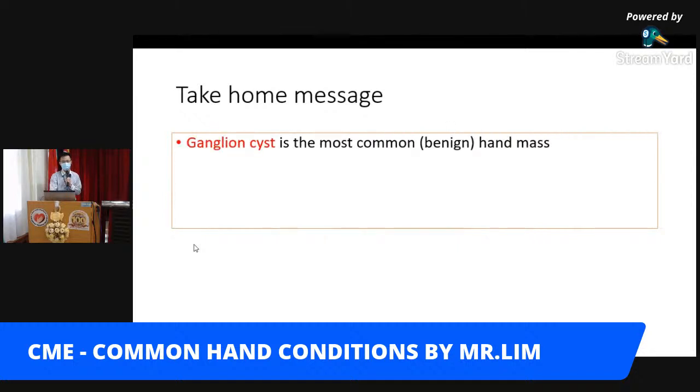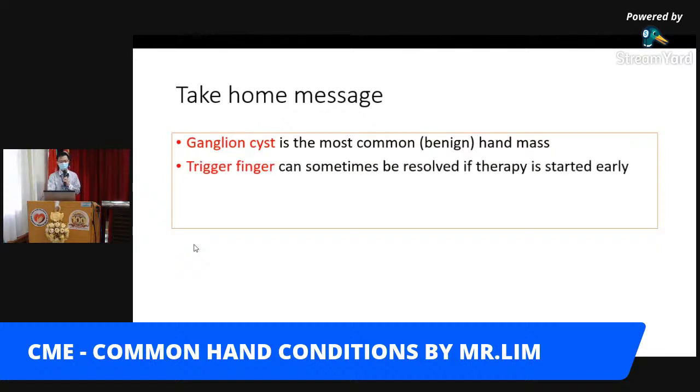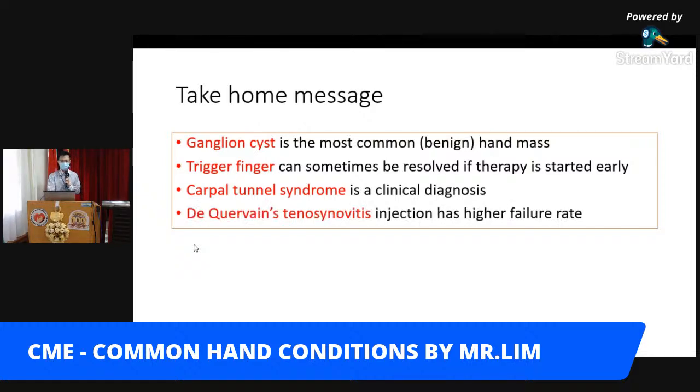So my take-home message is very simple. Common things are still common. Ganglion cyst is the most common benign hand mass. Trigger finger can sometimes resolve completely if the therapy is started early, if you recognize it early, at the first stage when it's still just painful, no clicking. Carpal tunnel syndrome is a clinical diagnosis. And de Quervain injection has a higher failure rate.